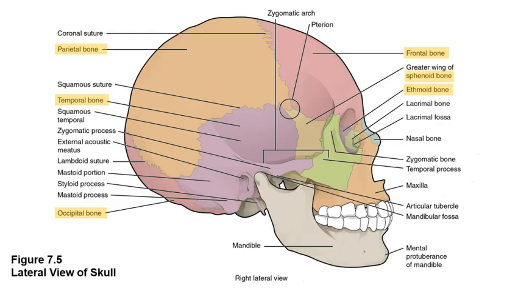And we also see that part of the ethmoid bone forms the wall between the eye socket and the nasal cavity. From a lateral perspective, we have a much better view of the parietal and temporal bones. Here we can also see the occipital bone, which forms most of the posterior and inferior aspect of the skull. The frontal bone, once again, at the anterior aspect of the skull, is visible from this side. We also see part of the sphenoid bone in addition to part of the ethmoid bone here.